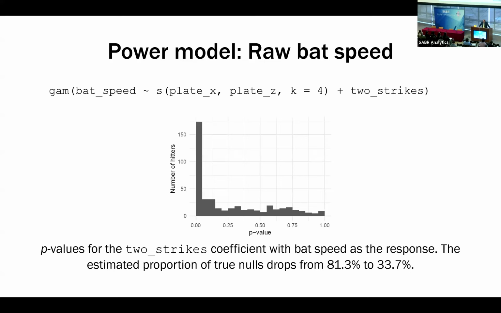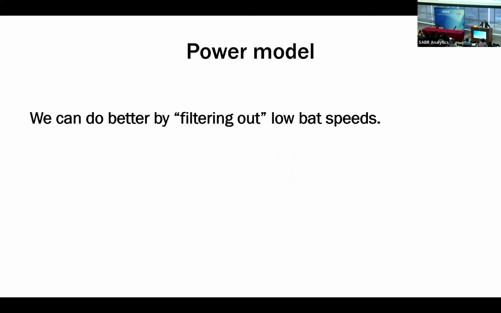Okay, this is what happens when you use bat speed instead as the response. So we do much better here. We see a lot of, again, I put it in quotes, significant p-values for the two strikes coefficient. And our estimated proportion of true nulls drops from 81.3% to 33.7%. So it's a lot better. But we can do even better by filtering out low bat speeds. I put filtering out in quotes here because I'm not using an arbitrary threshold to decide what's a low bat speed or not.